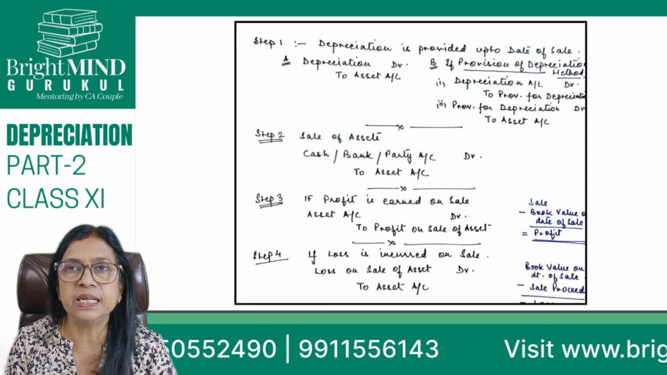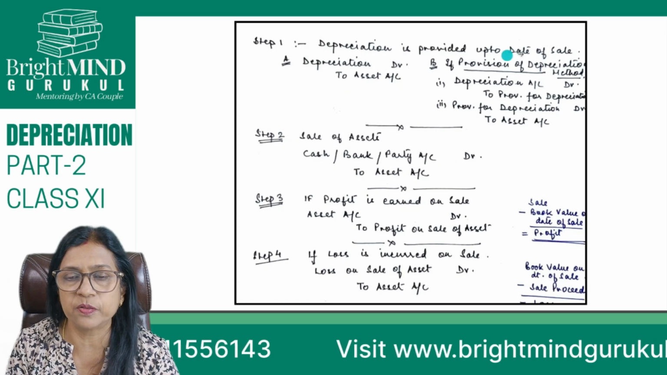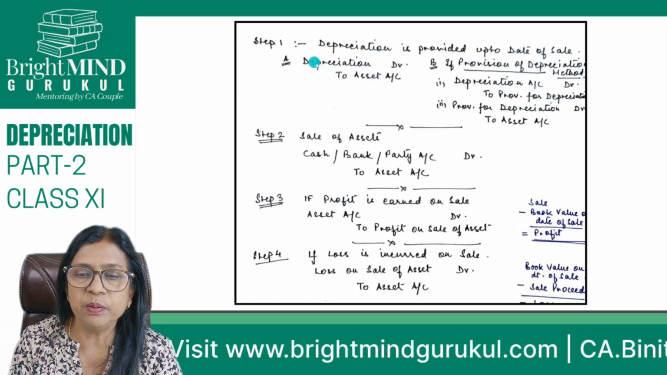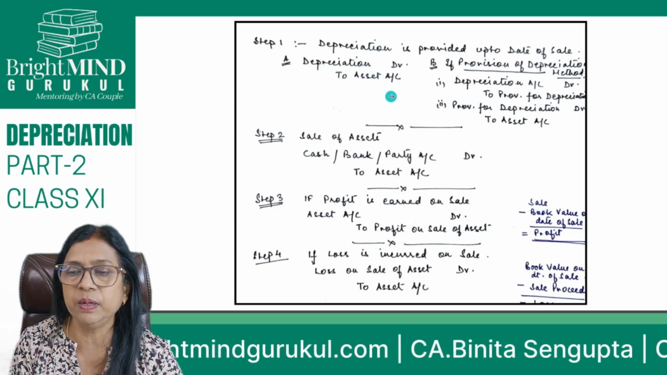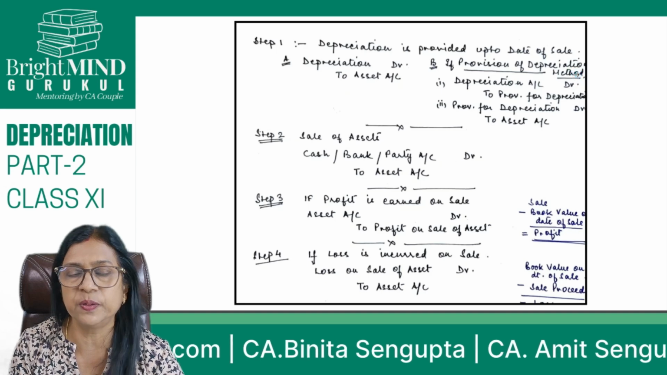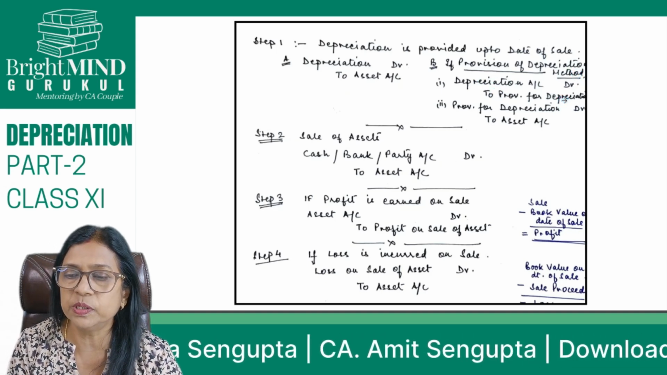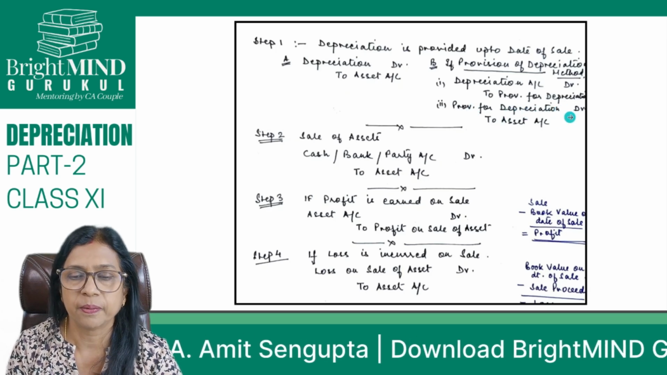So the following entries are made. See, depreciation is provided up to the date of sale. So in case of the first method, the entry will be depreciation debited to asset account. This is the normal method, and when the provision for depreciation method is used, then depreciation is transferred to provision for depreciation account, and when the asset is going to be sold, provision for depreciation will be debited to asset account.